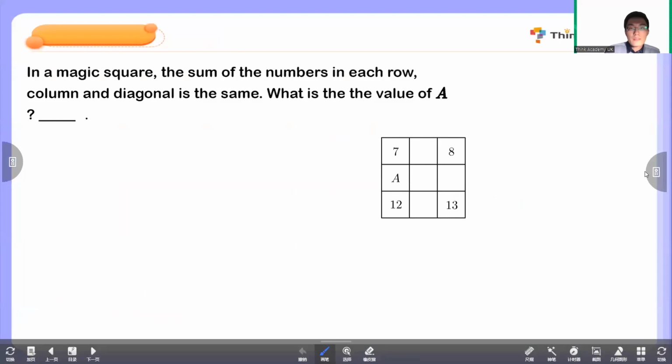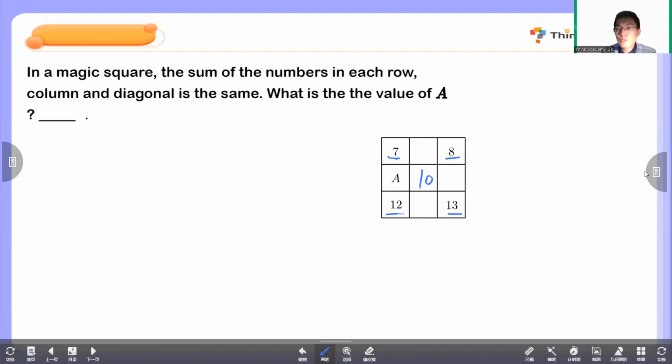And then in the magic square, the sum of the numbers in each row, column, and diagonal is the same. What is the value of a right here? Okay. So we cannot find the magic sum directly, and we also cannot find the sum of all 9 numbers, but we can make use of the third key point, which is the center number equals this number add this number, and then divide by 2. Okay, so 12 plus 8 is 20, and 7 plus 13 is also 20. So 20 divided by 2 will give us the center number, which is 10.